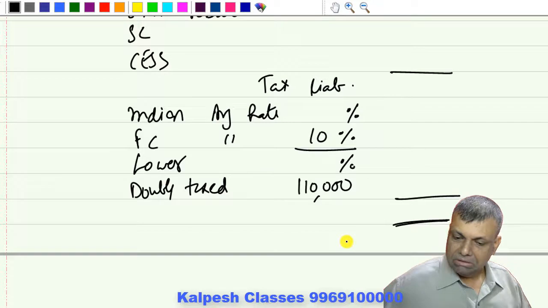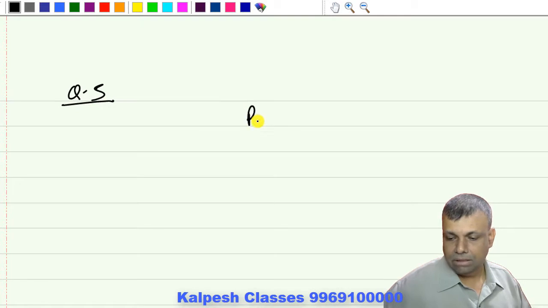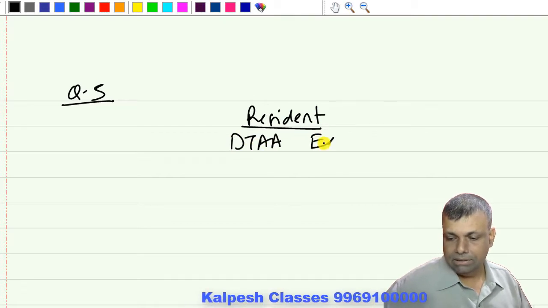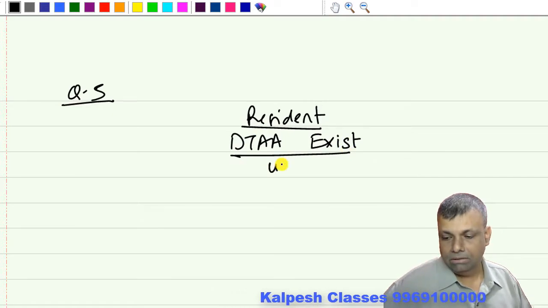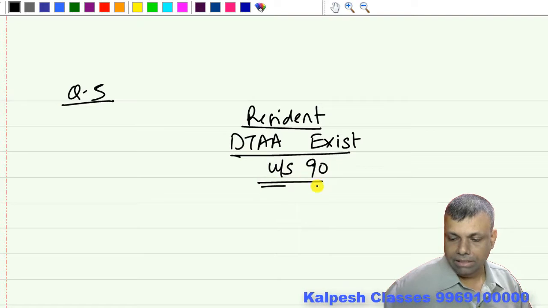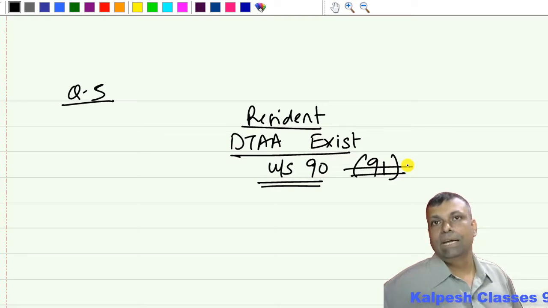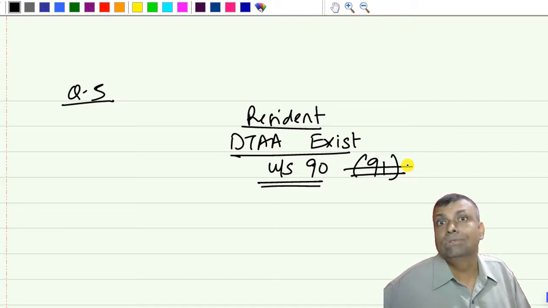Very simple. This is question ID number 5. Assessee is resident. And DTAA exists. That means India and that country have got DTAA. And thus the treatment will be given under section 90. And section 91 will not be applicable. I'll just write and cut it for your better understanding that section 91 doesn't apply in the given circumstances. So don't follow that Indian rate, foreign rate, whichever is less. That system you have not to follow right now. In the given question, you have not to follow.